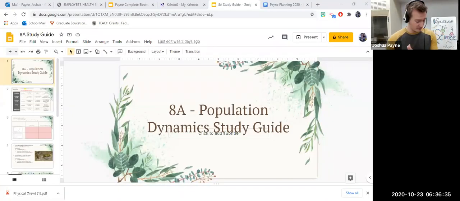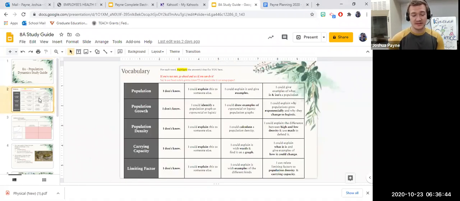We're going to walk through this study guide real quick. It's not going to take too long because I'm not going to really go in depth. I'm just going to hit on what I think you should know. So the first slide is really nothing you guys had to do. It's just vocabulary. Make sure you feel comfortable with it.